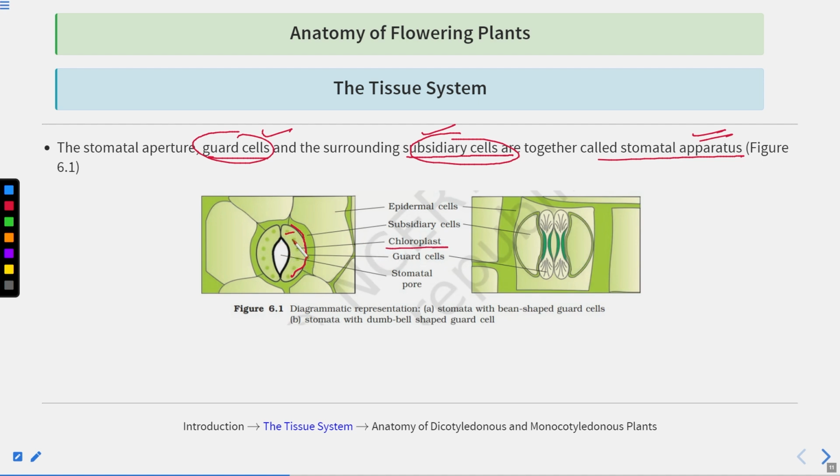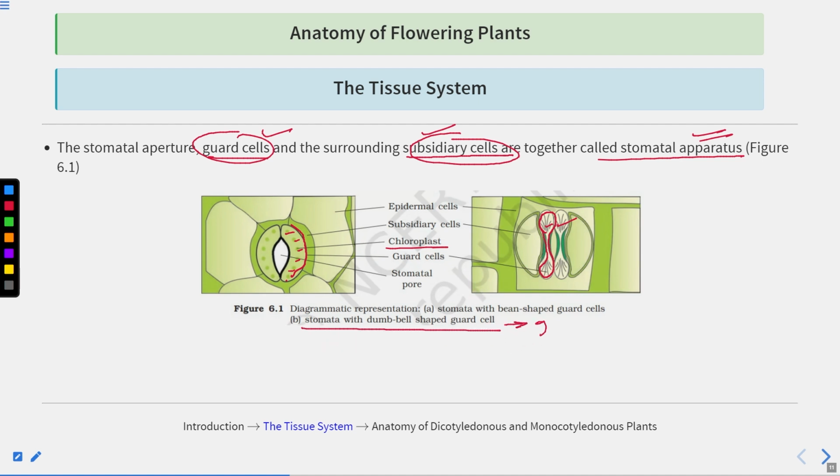These are the chloroplasts present in the guard cells, so it means they are performing the process of photosynthesis. And here you can see the dumbbell shaped guard cells. Okay, dumbbell shaped guard cells 1 and 2, and stomata with the dumbbell shaped guard cell.